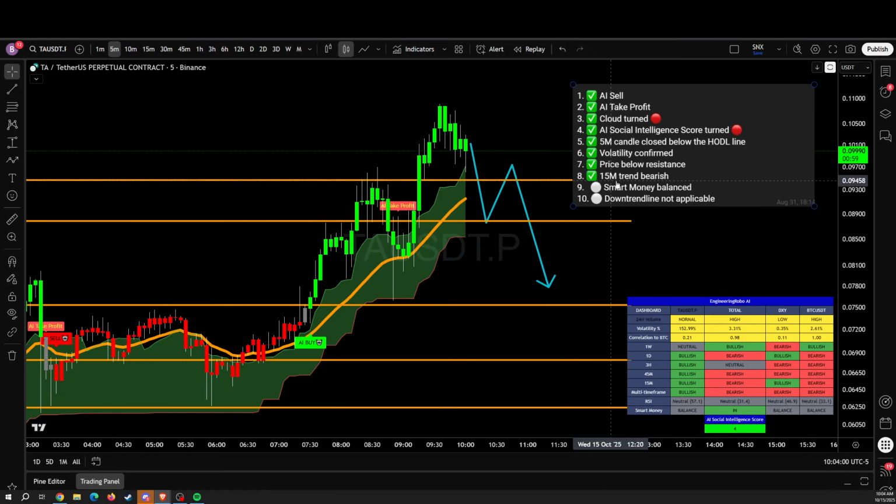Yeah, so at this point, maybe the 15-minute trend is bearish as well, which would be right here. Right now it's bullish. Smart money is balanced. That's already happened right there. So you got a couple things here in your favor already. You just need like 3 more and you're ready to go.